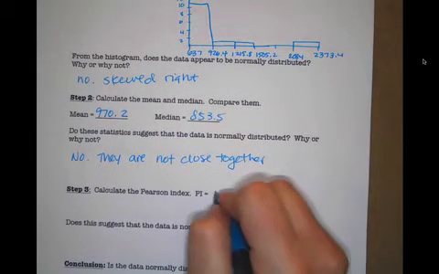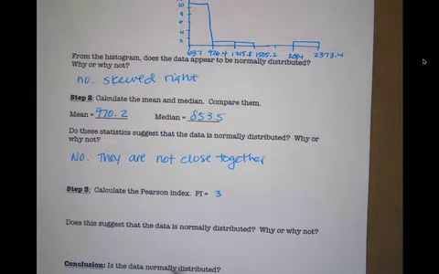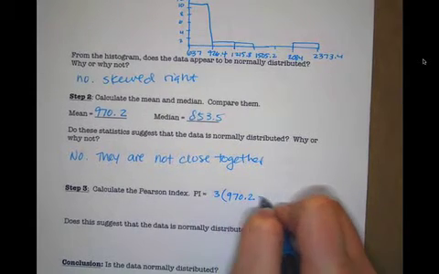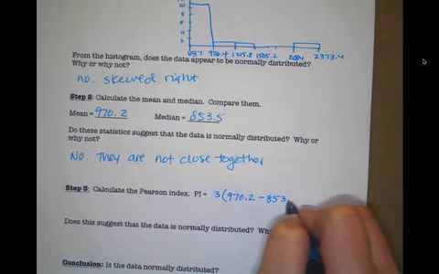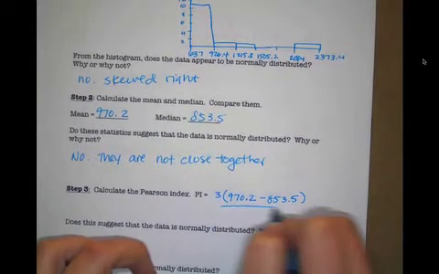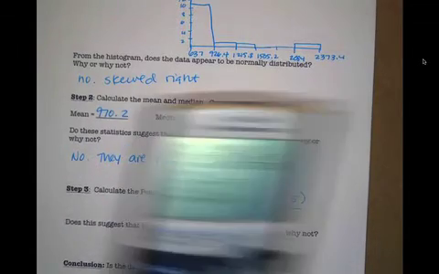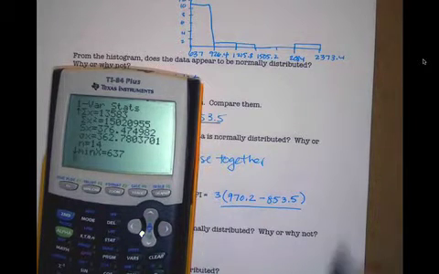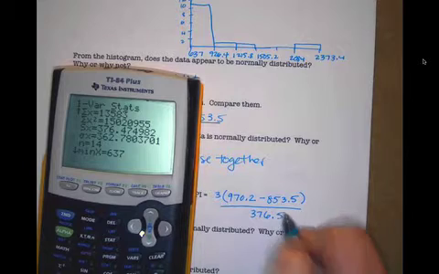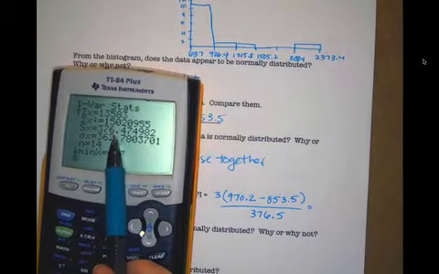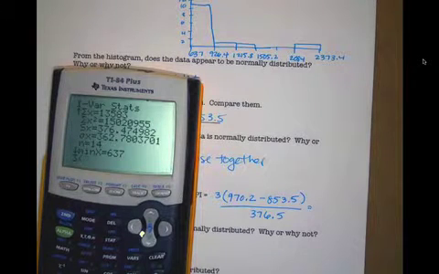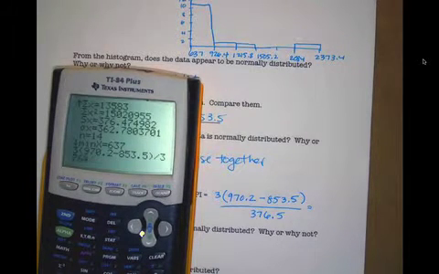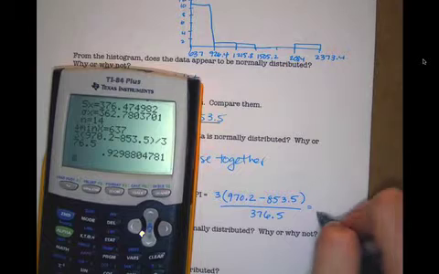Okay, our last step is that Pearson index. So if you remember the formula from the front, or you want to flip back and look at it, it's 3 times the quantity. We need the mean, so 970.2 minus the median, so minus 853.5, divided by the standard deviation. And that we get from our calculator. So go back and just scroll back up on your one-var stats. It's that S. So it's 376.5 right there. So we're going to do 3 times the quantity, 970.2 minus 853.5. That whole thing divided by 376.5. Okay. So we get about 0.93.